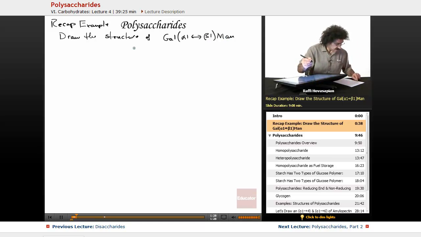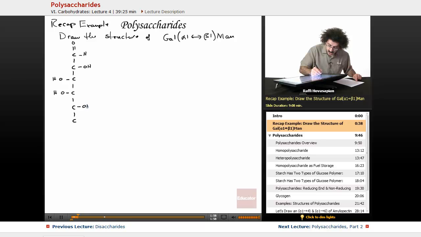So the first thing we're going to do, I'm going to start off by drawing the linear structures and then the rings, and then I'll put the rings together. It's always a great way to do it like this. This way you're always nice and systematic. So galactose and mannose are both hexoses. So we have 1, 2, 3, 4, 5, and 6. Let's make them a little big here. Okay, so we've got OH, OH, OH, OH, and CH2OH.